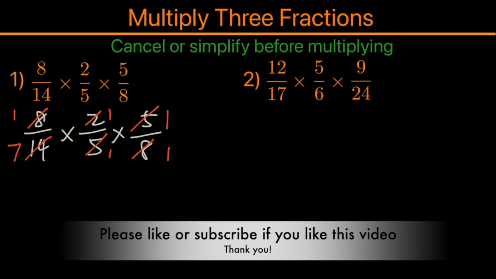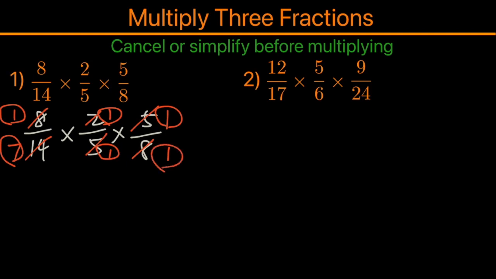So now this becomes very easy. All you have to do is take the 1 times 1 times 1 and then 7 times 1 times 1. And that will become 1 on top and then 7 at the bottom. So the answer is 1 over 7.